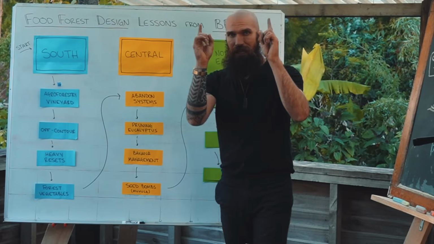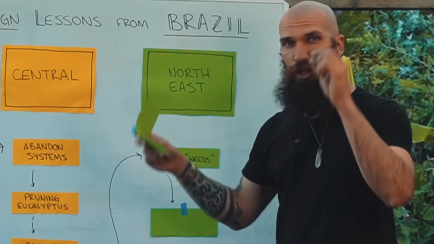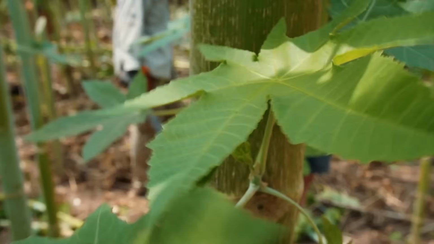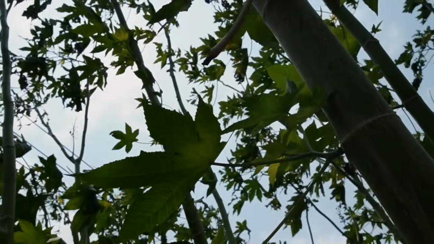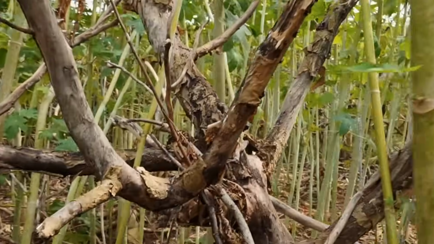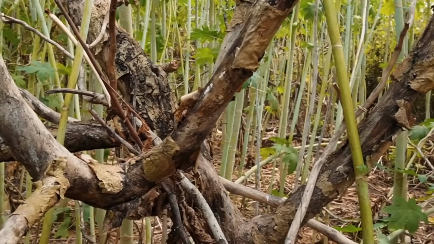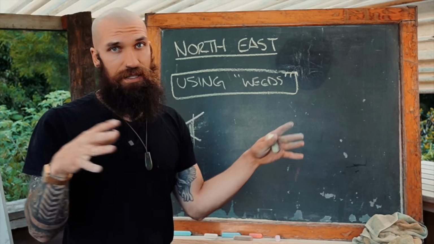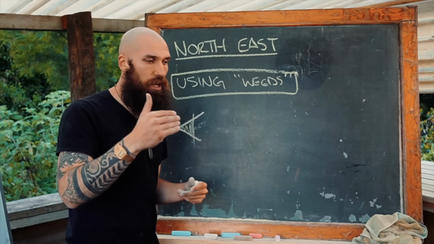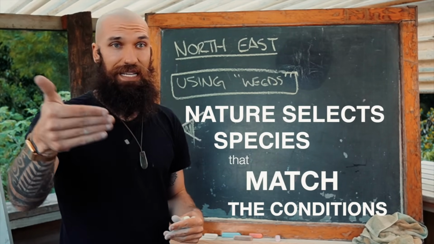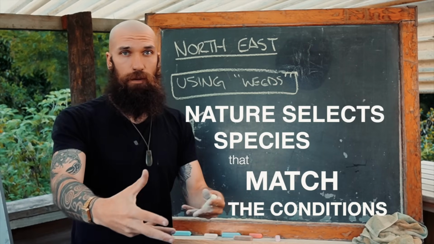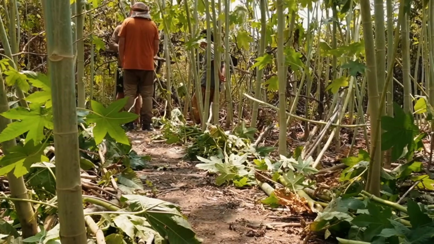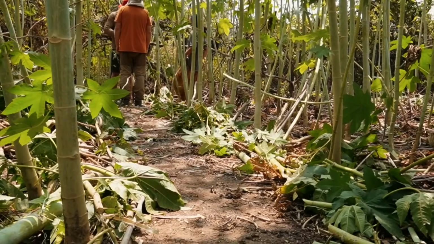Now, let's go to the northeast of Brazil, using weeds to prepare an area. Castor oil are classified as an invasive weed. Now, at this particular site, they weren't intentionally planted here. They naturally seeded and germinated after a couple trees came to the end of their life cycle. What happened is it created a really dense forest of castor oil. This might scare ecologists, but it's an example of how nature selects species that match the conditions. It was really degraded and exposed here, and then there was the opportunity for the castor to grow and begin that repair sequence. Here's how we utilized this to our advantage when planting this agroforestry system.